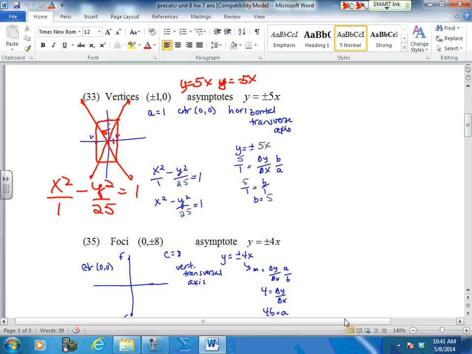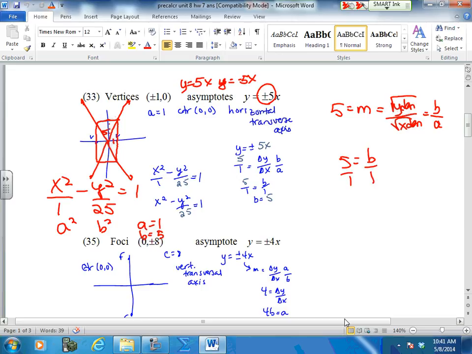Another way is this. Your slope is equal to the square root of your y denominator over the square root of your x denominator. What letter is under your x? A squared. What's under this? B squared. So A is 1. What's B? Okay, so watch. This y denominator would be the same as your b. This x denominator would be the same as your a. It changes based on who comes first. So 5 is equal to b, which I don't know, over 1. Cross multiply this, and b is 5. That's how to do it algebraically.